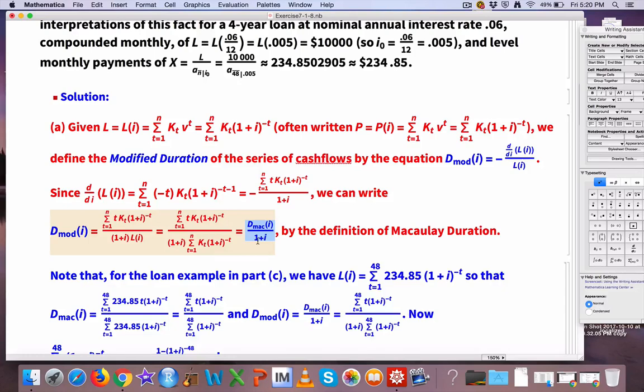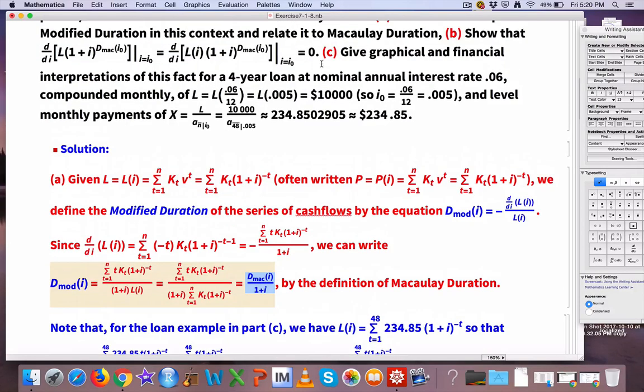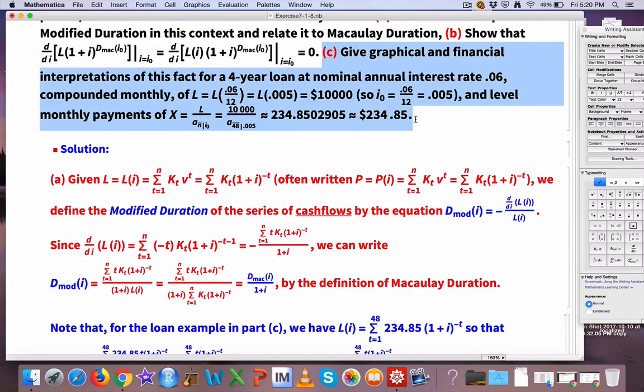Okay, so in the usual case where i is positive, the modified duration is going to be a little bit smaller than the Macaulay duration. I'm about to show you that you can simplify these functions for this particular loan example. The details of the calculations are certainly something you can pause the video and check, but I will say it's not the most important thing out of this video.